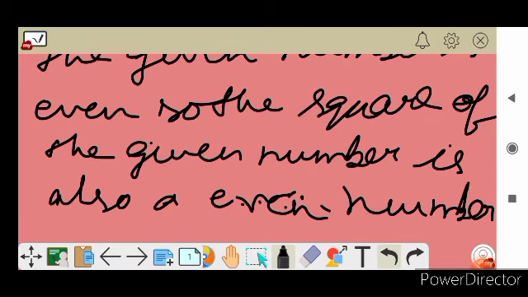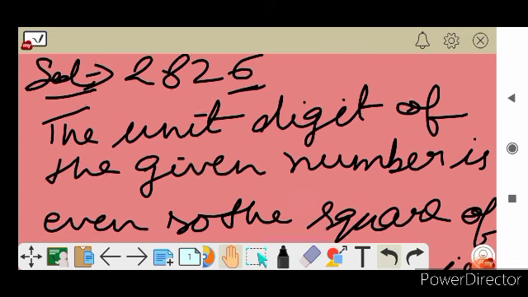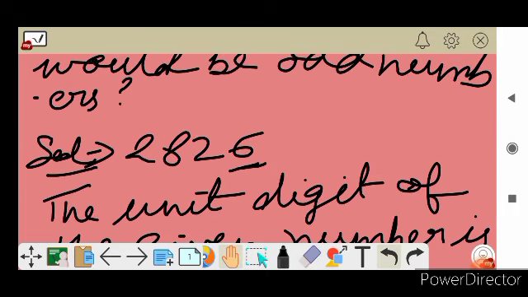If the given number's unit digit is 1, 3, 5, 7, these are odd numbers, so the square of the given number is also an odd number. Okay. So this one is not an odd number. Okay.